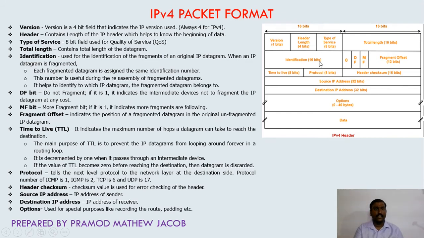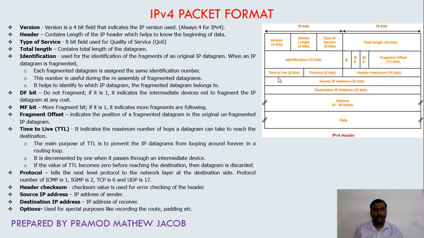Next is the DF bit, that is the do not fragment bit. If the DF bit is set as 1, then it indicates that the intermediate devices should not fragment the IP datagram again at any cost. They should not fragment the data message again. Next is the MF bit, which is the more fragment bit. If the MF bit is set as 1, it indicates that more fragments are following.